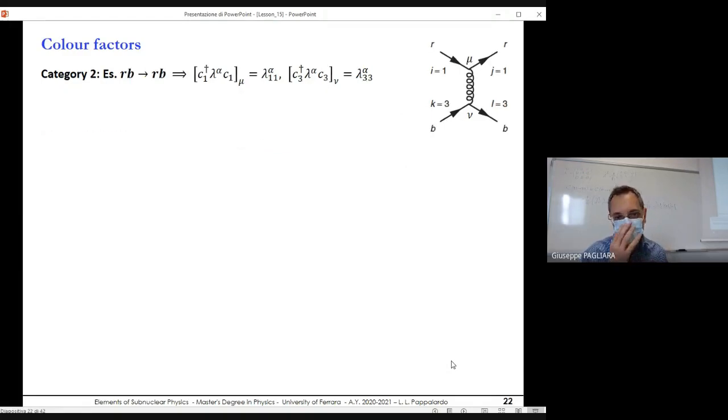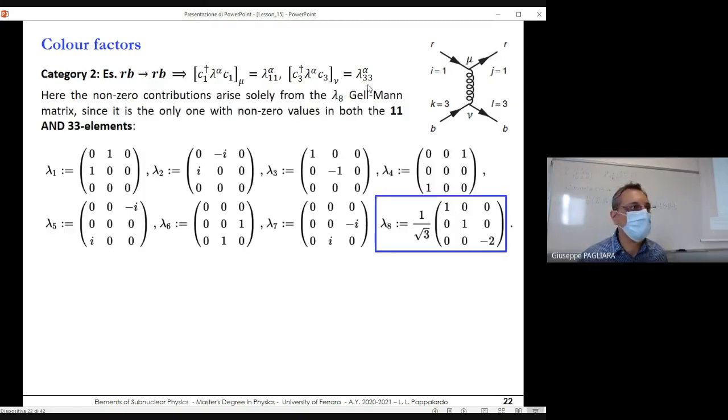Let's now consider the second category. In this case, we have red-blue into red-blue. So they are different, but they do not exchange color. So in the upper vertex, the transition is 1 into 1, and in the lower vertex it is 3 into 3. So the elements that concern us are lambda 1, 1 and lambda 3, 3. And the only Gell-Mann matrix, the only QCD generator that has this element non-vanishing is lambda 8 again. In all the other cases, the two elements are not simultaneously non-zero, so they vanish. So let's go back to the blackboard.